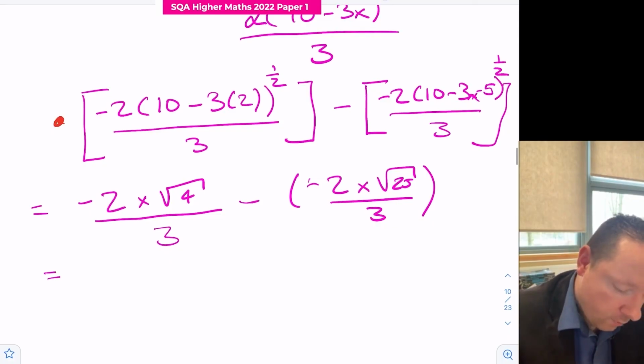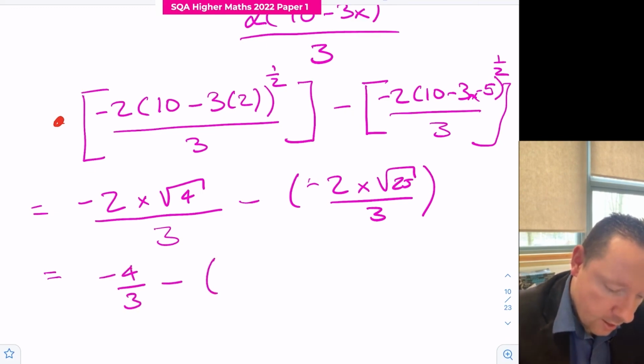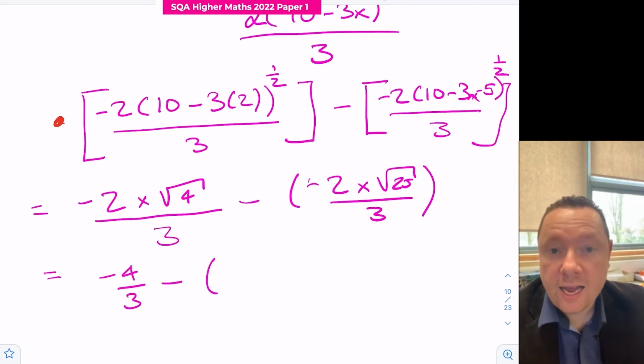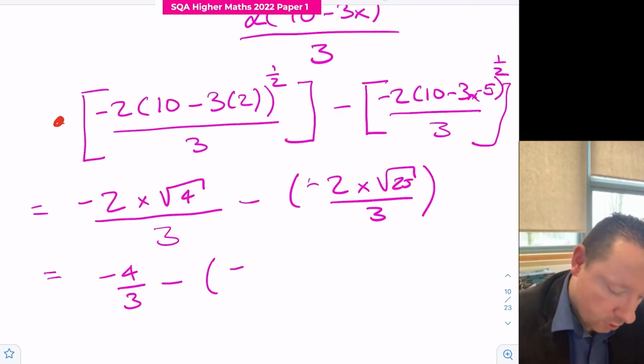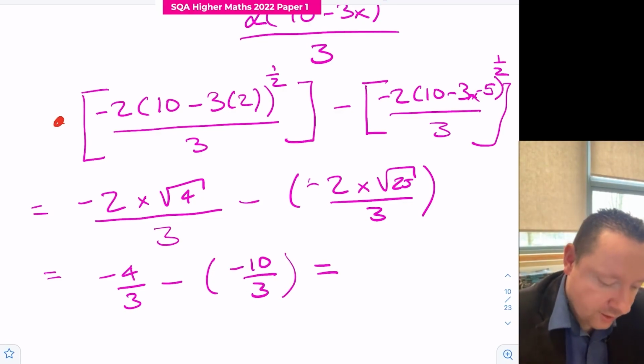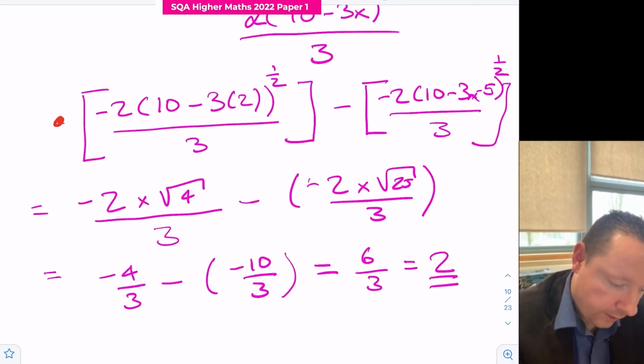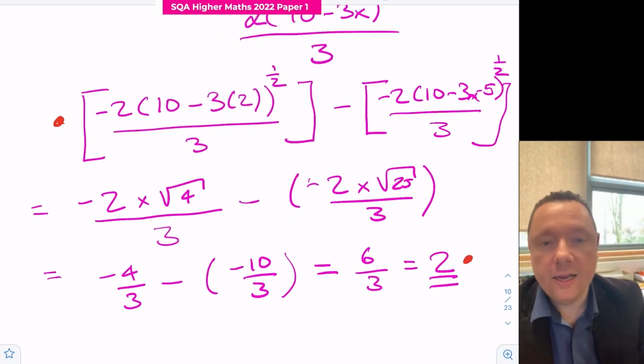Working out that, we get minus 2 times 2, which is minus 4 thirds, minus 2 times 5, which is minus 10 thirds. Minus 4 plus 10 is 6, so that's 6 thirds, which is equal to 2 in the end. So if you can get down to getting 2, there's your final mark there for working that out.